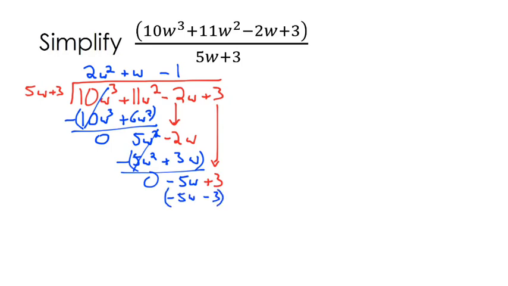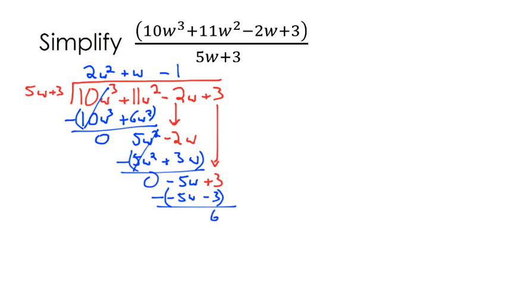Got to be real careful with your signs here because I am subtracting this. So whenever we subtract a negative, it means we're adding. So negative 5w plus 5w cancels. And then 3 minus a negative 3 means it's really 3 plus 3, which gives us a 6.